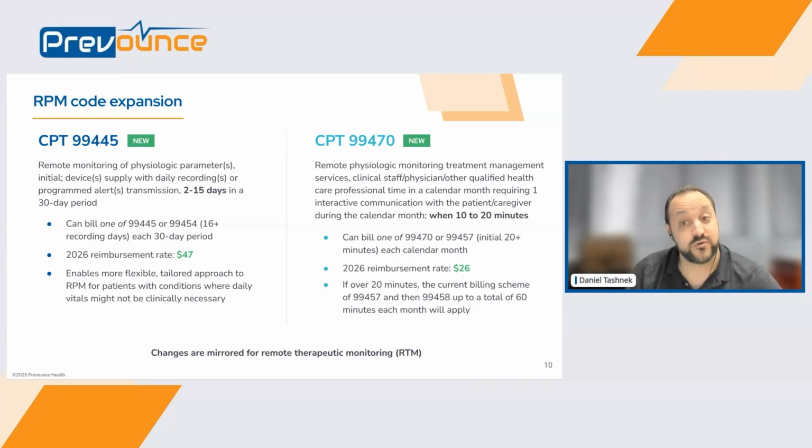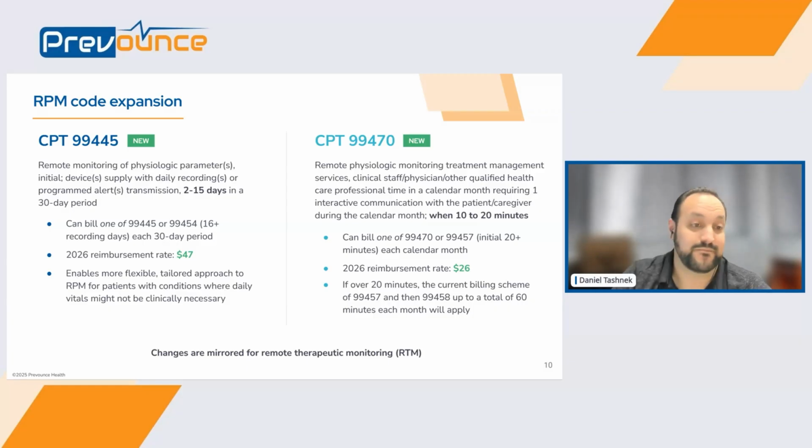So now there's a new code that allows 10 to 20 minutes of management time for RPM. So unlike the measurement code, which is reimbursing the same, whether it's 2 measurements or 16 measurements, this code, because it's half the time spent, reimburses at half the amount of the 20-minute code.